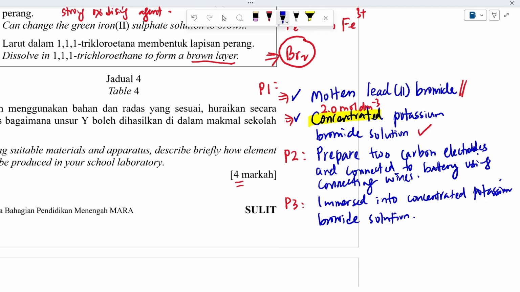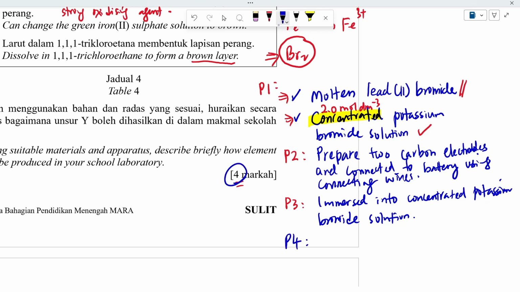Only one beaker is enough. Both electrodes will be inside the one. No need for two. That one is for a chemical cell. Since here we have only four marks, so go directly to point number 4.